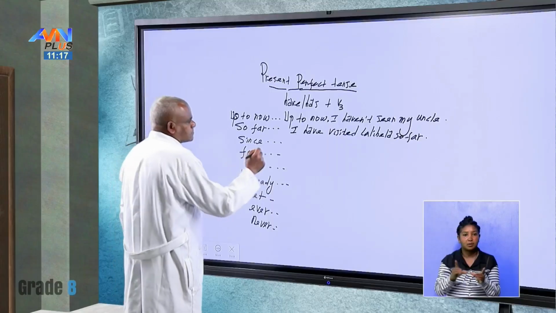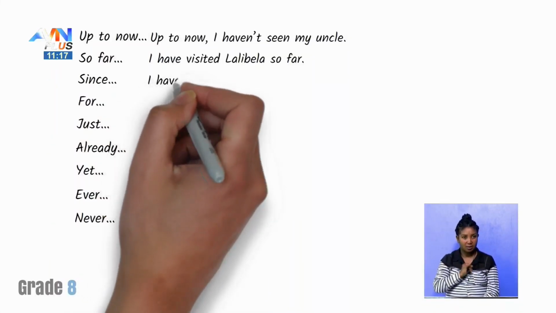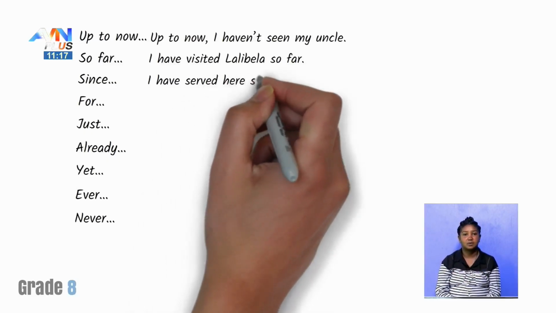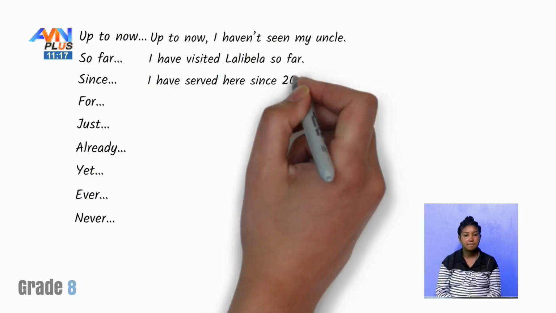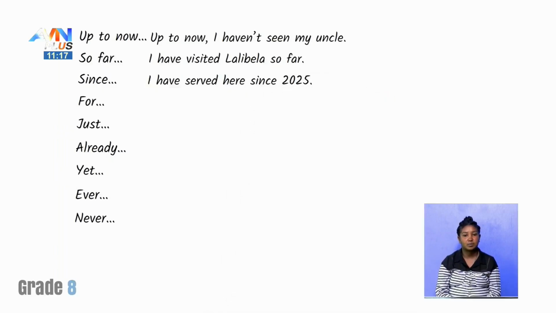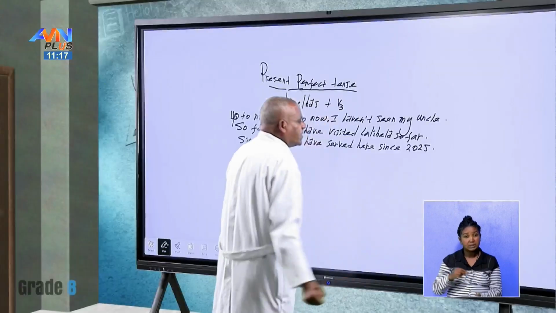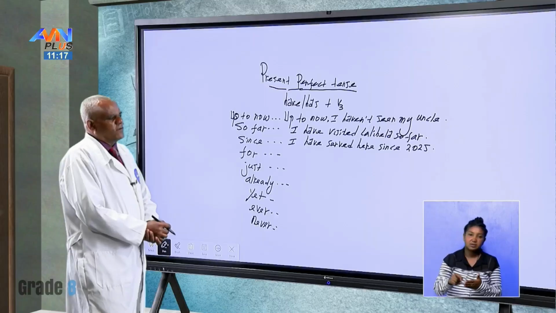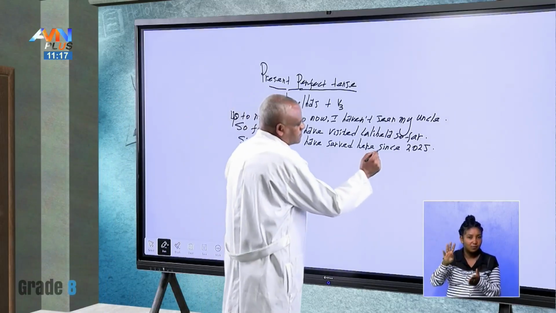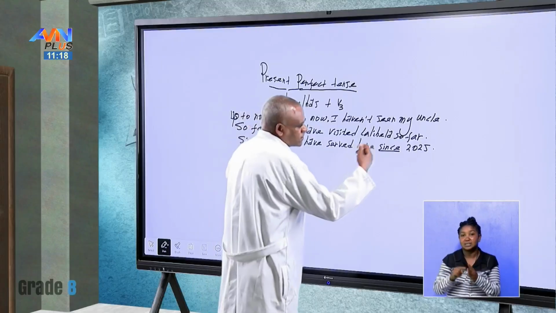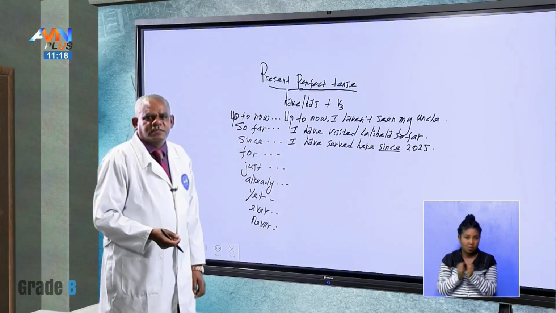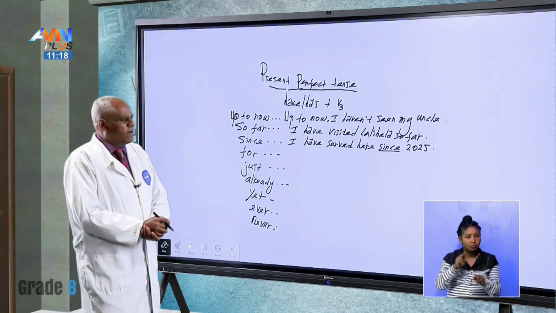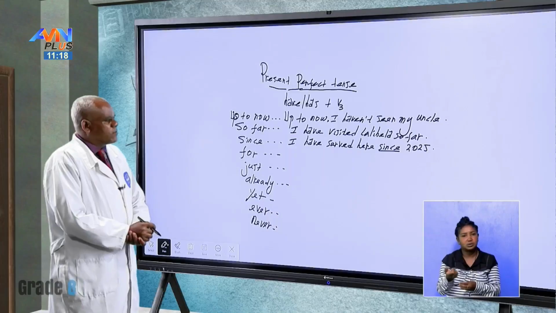I have served here since 2025. Look, I've served here since 2025. You are welcome to see the position of since. It usually goes with what? The year. That's why we are talking about a point in time. That specific time is stated here now. Or you are welcome to use this context in other words too, right?